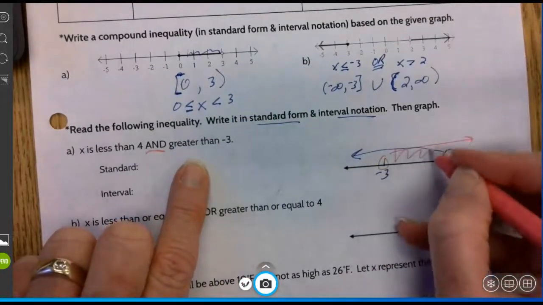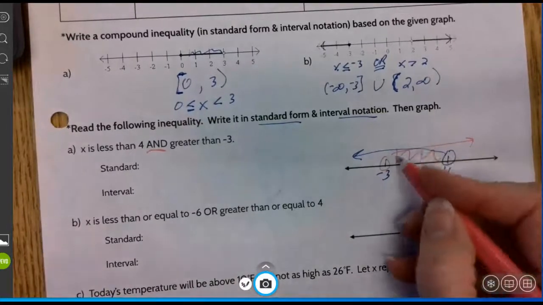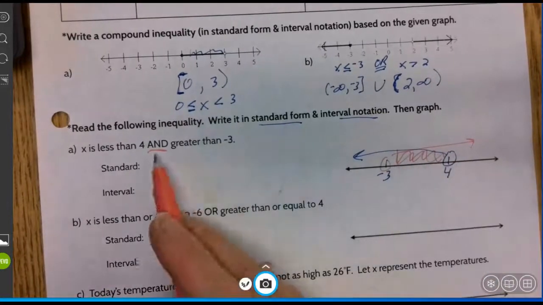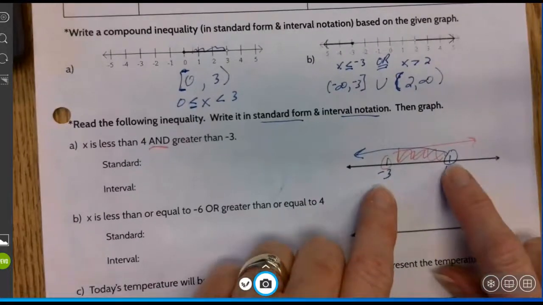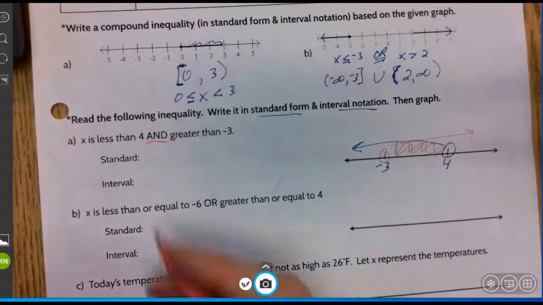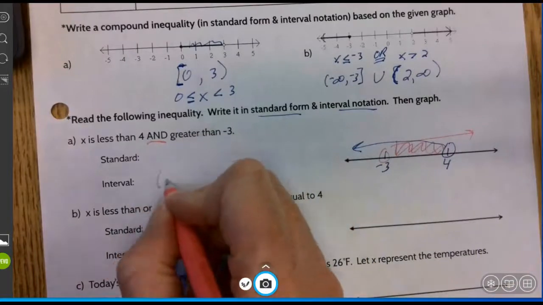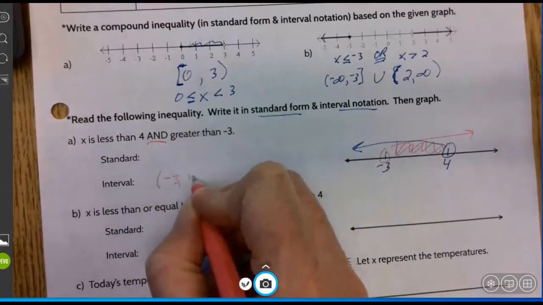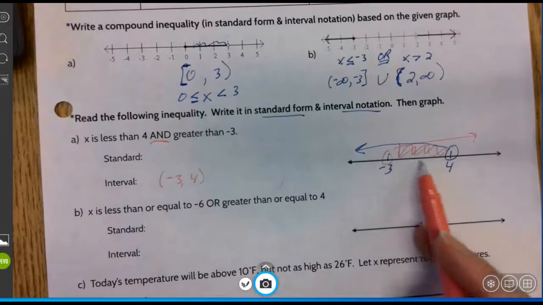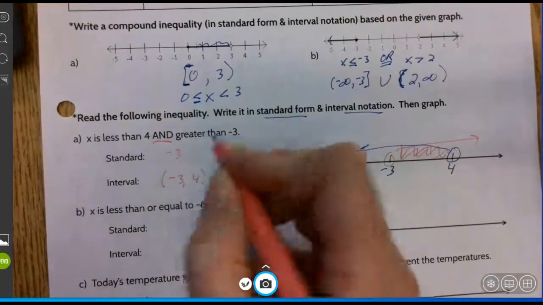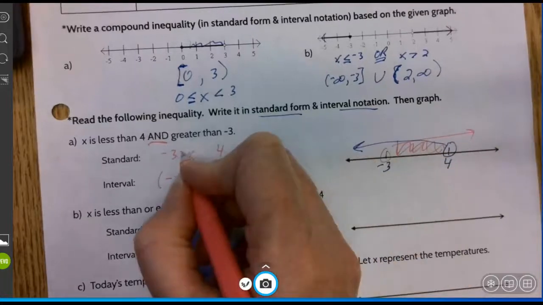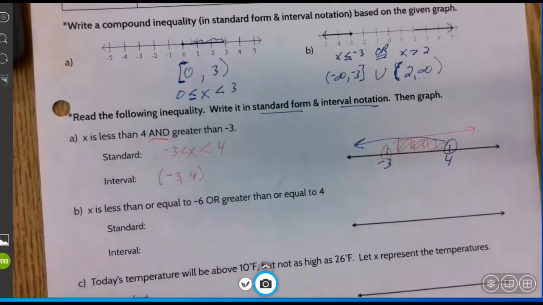Well, look, they have this stuff. It's both of them, but where do they intersect? Okay, that's and: where do they intersect? They intersect between. So now interval notation, we just pull it right out of there. So interval notation is going to go from -3 to 4. And standard, we just get to write that compound inequality. So -3 is where it begins, 4 where it ends, x is in between it, and it always points to the left.